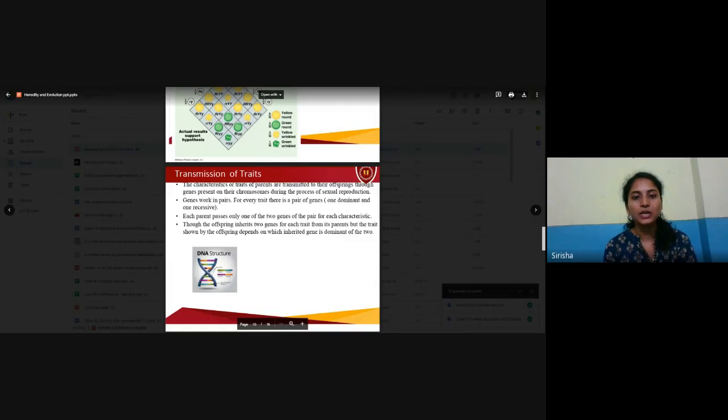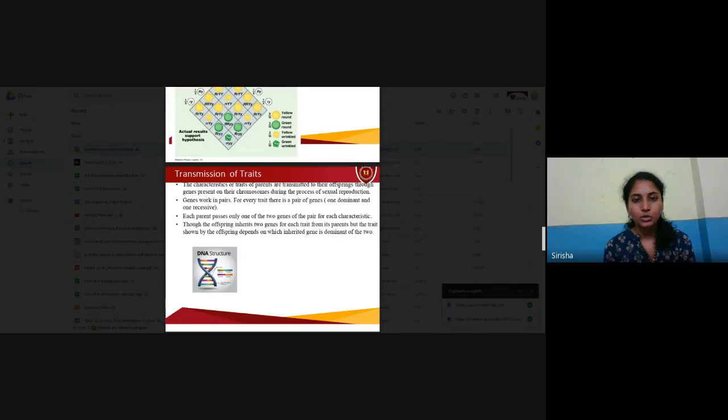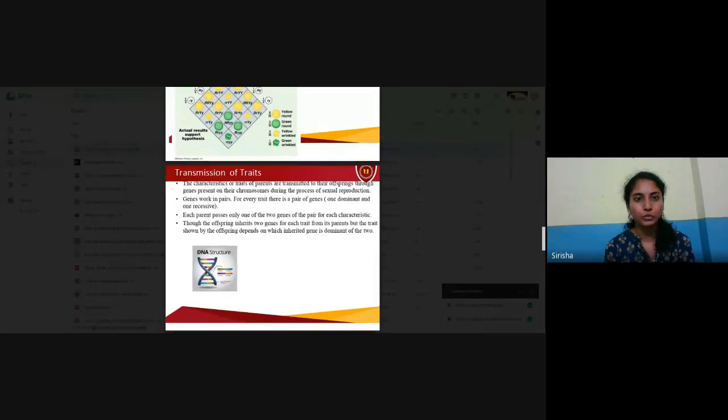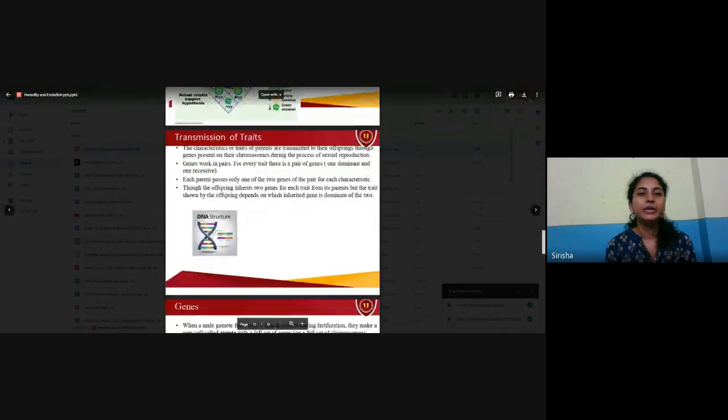Each parent possesses only one of the two genes of the pair for each characteristic. The offspring inherits two genes for each trait from its parents, but the trait shown by the offspring depends on which inherited gene is dominant of the two. So in the previous law of independent assortment, what we have seen is that round is the dominant character and yellow is also a dominant character. So round has gone to the offspring as well as yellow.